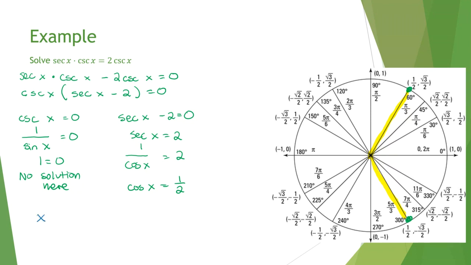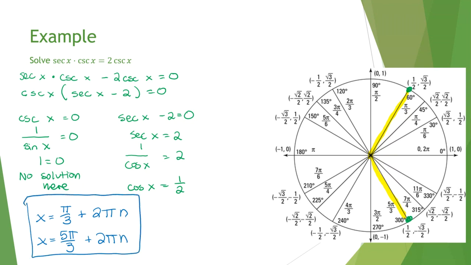So my first one, x equals pi over 3, and cosine has a period of 2 pi, so that's plus 2 pi n. And then my second one is 5 pi over 3, so x equals 5 pi over 3 plus 2 pi n. So we get 2 solutions here. We have to have 2 separate equations for them.